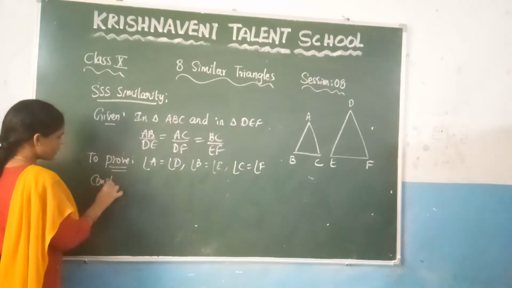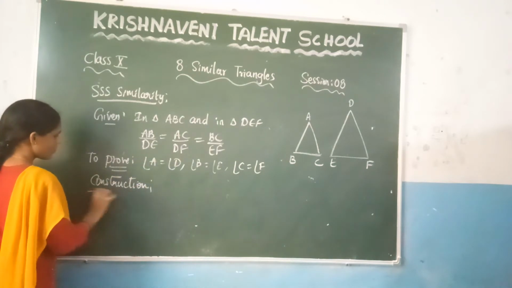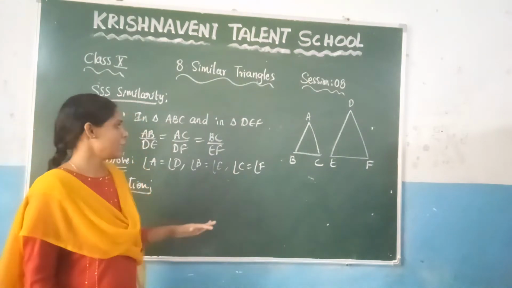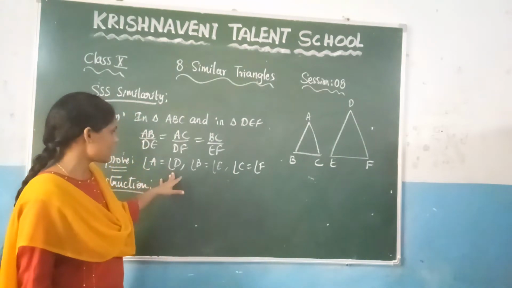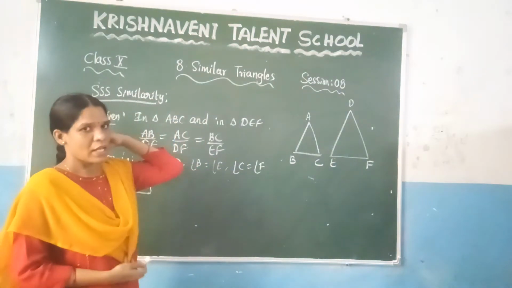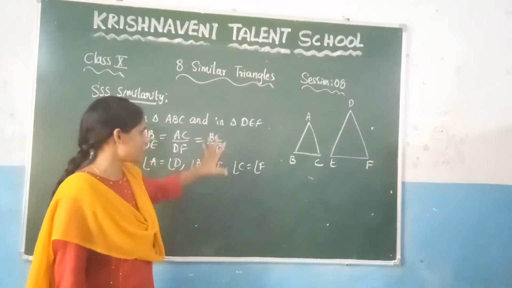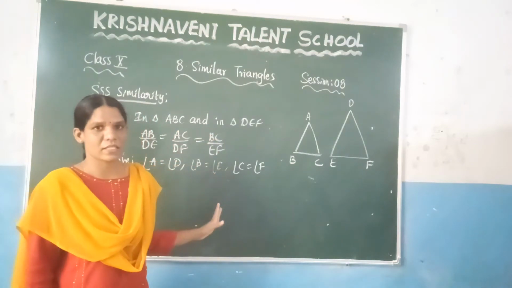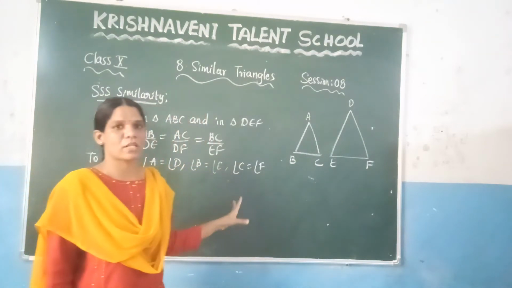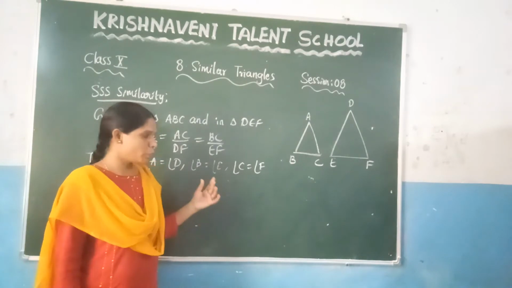And same for this also we need some construction. So what is the construction? How to proceed here? Here what we need to prove is angle A is equal to angle D, that means the corresponding angles are equal. And they have given here AB by DE is equal to AC by DF is equal to BC by EF. This condition they have given, and based on this condition we need to prove these two triangles are similar. So here also we need to prove this theorem.